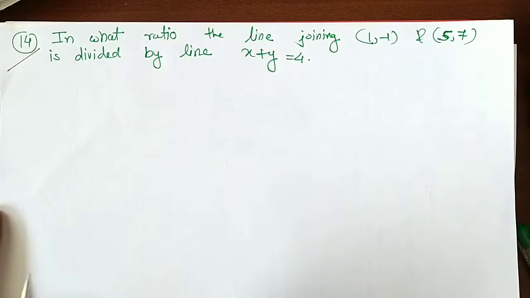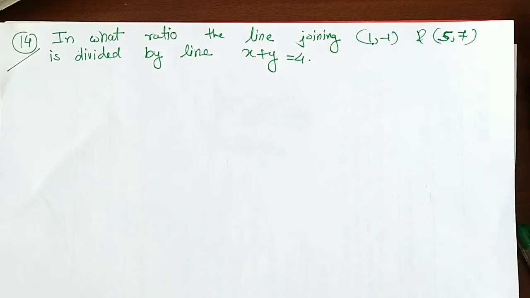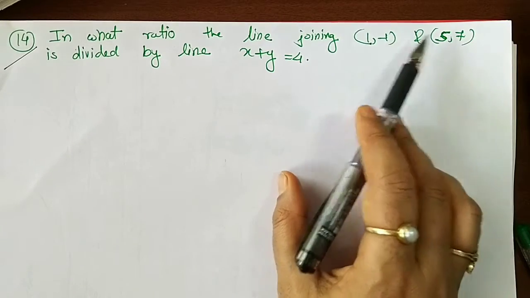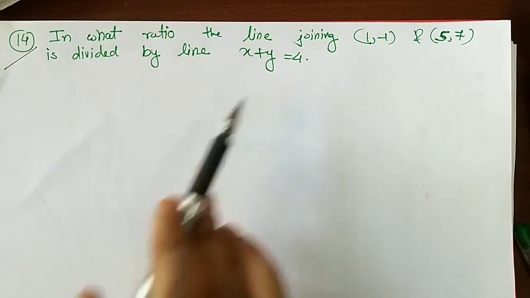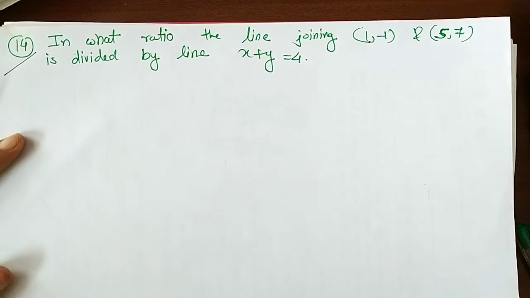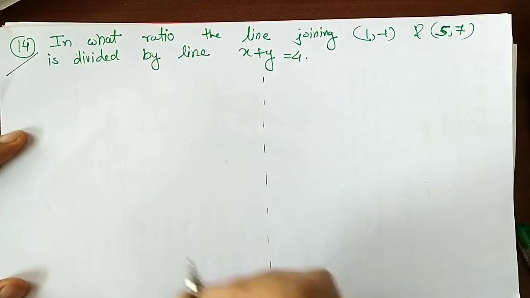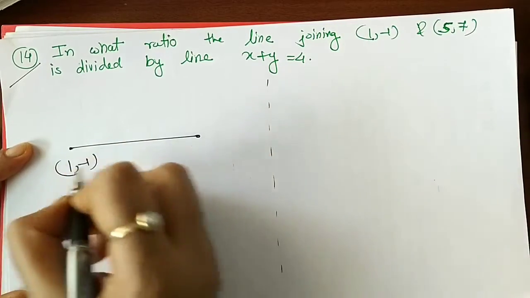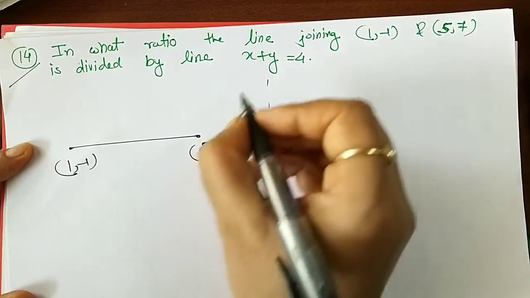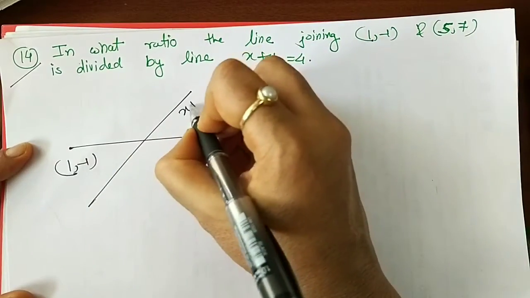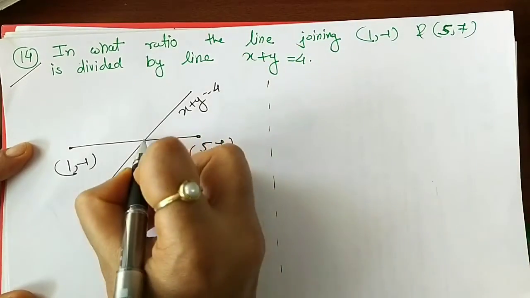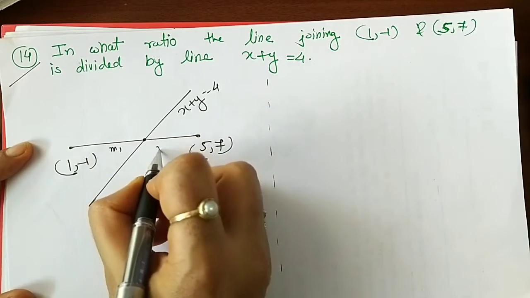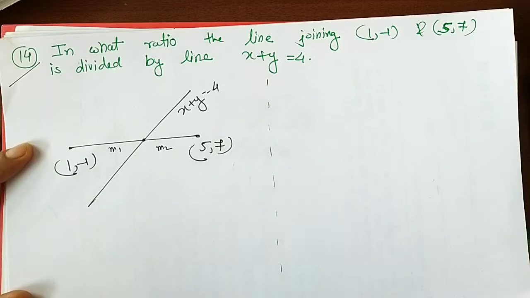Question number 14 says, in what ratio is the line joining (1, minus 1) and (5, 7) divided by this line? Okay, so if I see this question, suppose there is one line which is joining (1, minus 1) and (5, 7), and this is the line x plus y is equal to 4, which is cutting it somewhere in some ratio, say m1 and m2. So this ratio they are asking.